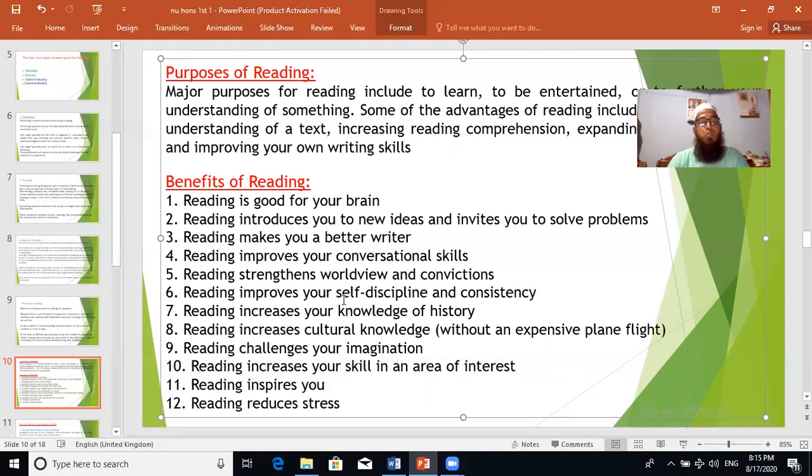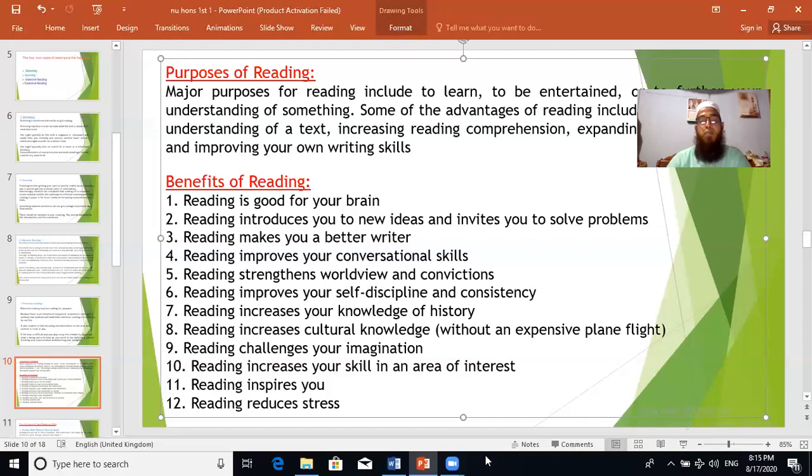Reading improves your self-discipline and consistency also. Reading increases your knowledge of history. By reading, you can learn about world history, your country history, and history of the world. Reading increases cultural knowledge. It's very important, you see. You can gain culture knowledge without an expensive plane flight.